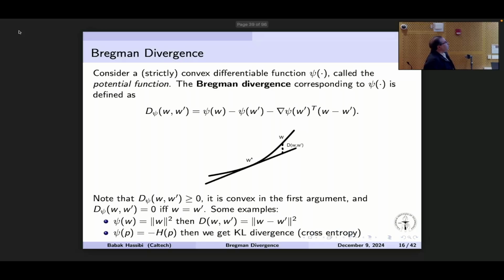So that's one thing. Now there's numerous examples of this. For example, if I take my potential to be squared Euclidean distance, the Bregman divergence is just the squared Euclidean distance of the difference between the two arguments. But you can take anything else you want. If you take negative entropy, which is convex, then you get KL divergence. The Bregman divergence for entropy is KL divergence. But choose your favorite convex function and so on.